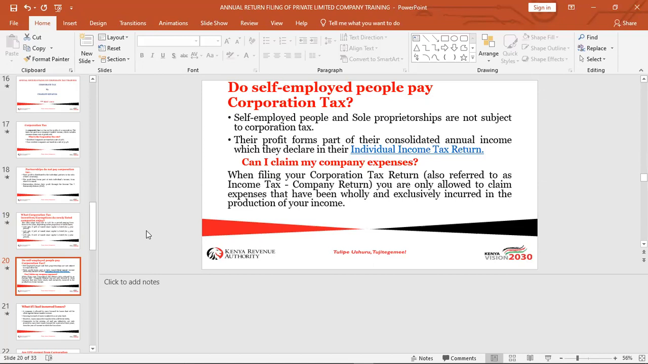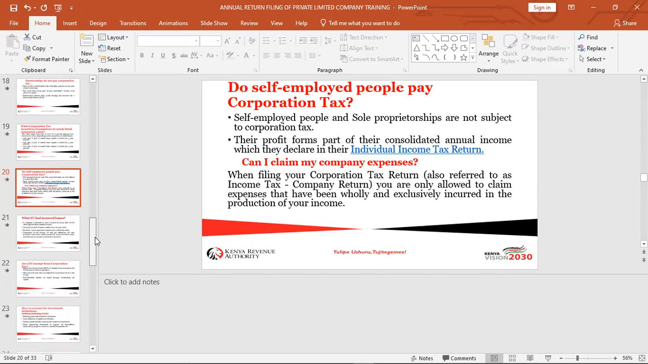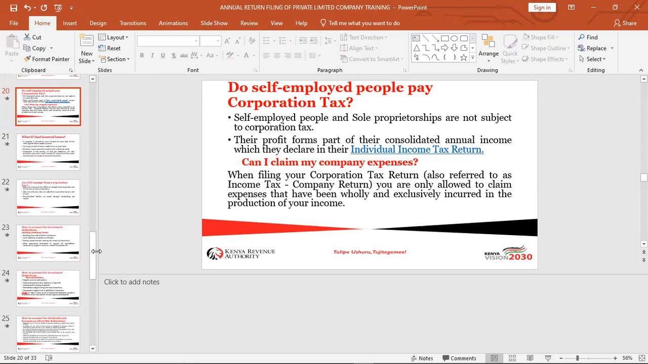Can I claim my company expenses? Yes. When filing your corporation tax return, also referred to as the income tax company return, you are only allowed to claim expenses that have been wholly and exclusively incurred in the production of your income. Here we mean in the production of that income you are supposed to tax, you minus the expenses you incurred. That is why we said you take the income, you minus the expenses, you get the net profit. But the expenses should relate only to the production of that income. You can't take expenses from various places and come and minus. No, the expenses should only relate to the production of that income.